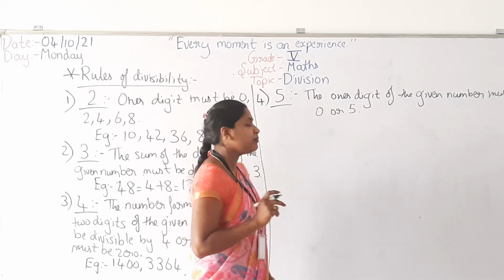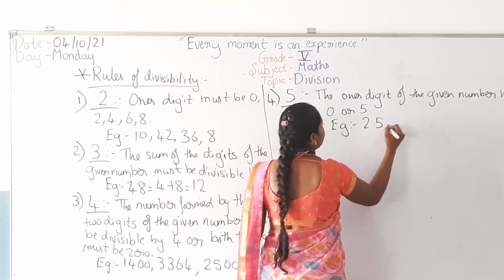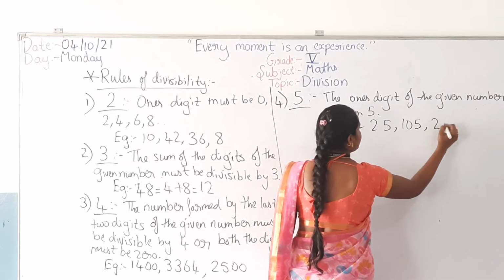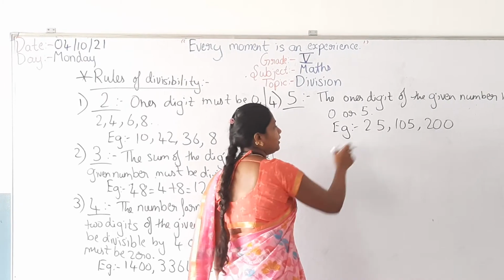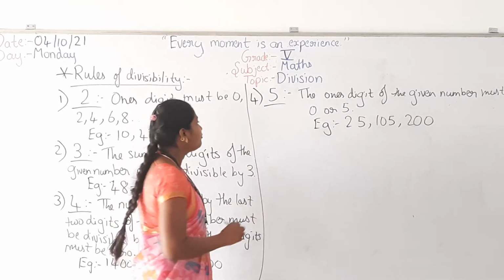That time it is divisible by 5. For example, 25, 105, 200. See, here the number in the ones place is 5, 5 and 0. So it is divisible by 5.